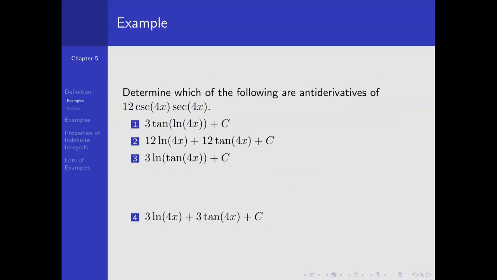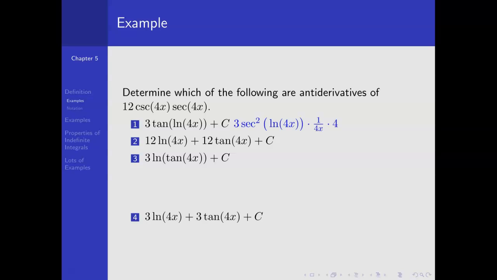Next example, we're going to figure out which of the following are antiderivatives of 12 times cosecant of 4x times secant of 4x. And again, we're just going to work our way through and take derivatives, starting with 3 tangent of natural log of 4x plus c. We're going to need the chain rule here.